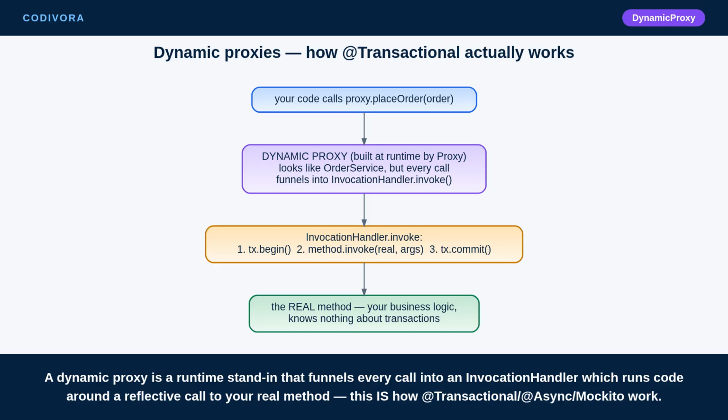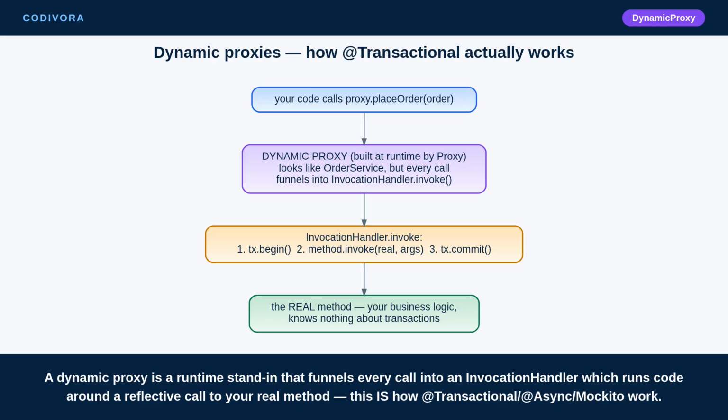Watch the flow. Your code calls placeOrder on the proxy. The proxy hands the call to the handler. The handler calls begin, then reflectively invokes your real method, then calls commit, rolling back if it threw. Your business logic never mentions transactions. That is literally how @Transactional, @Async, @Cacheable, and Mockito mocks all work.